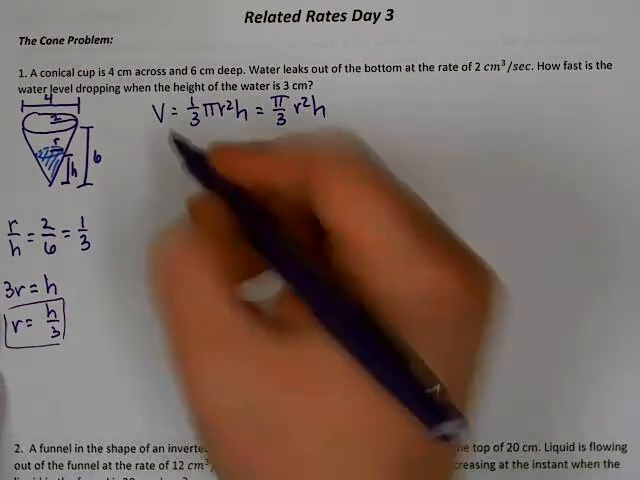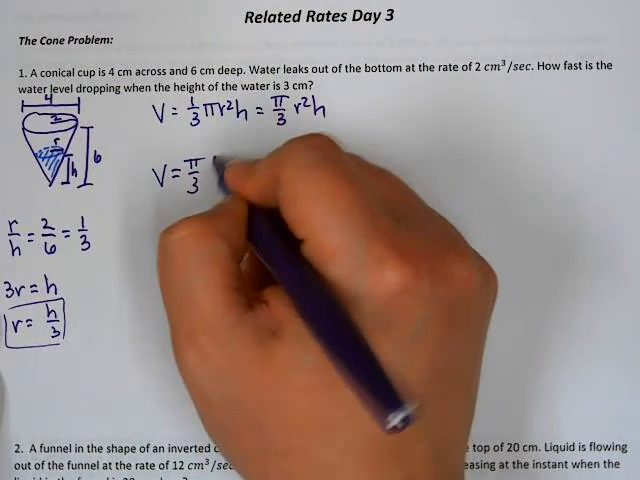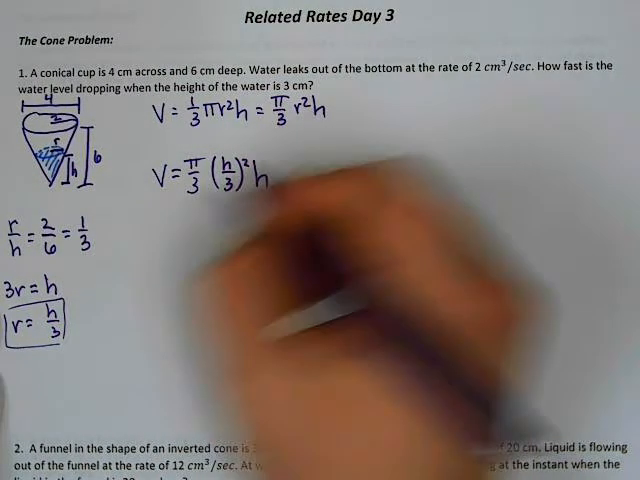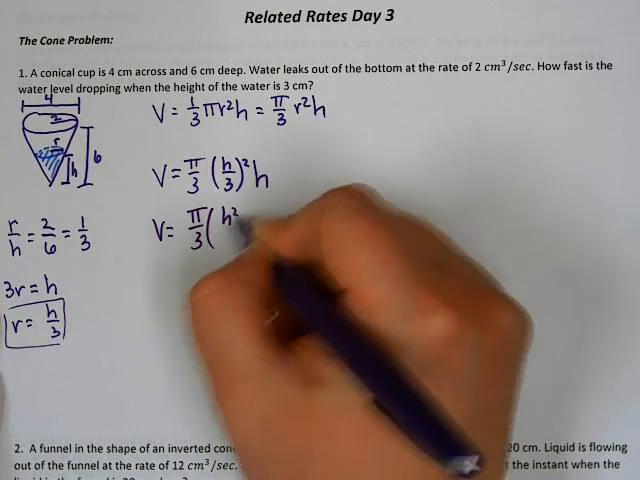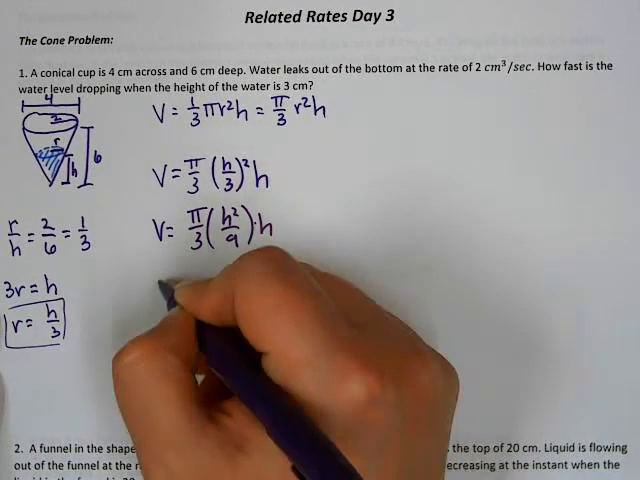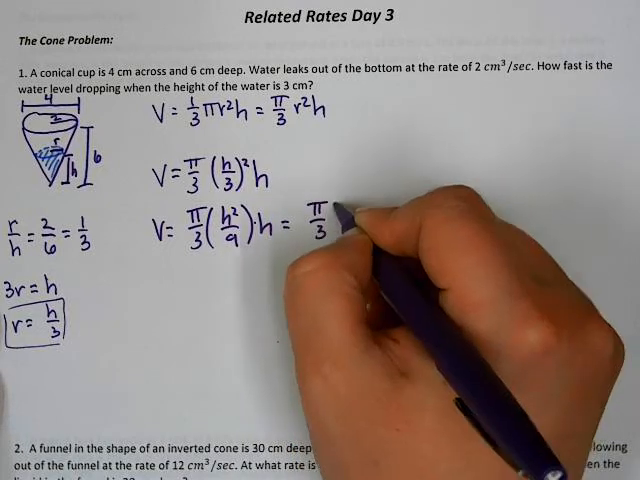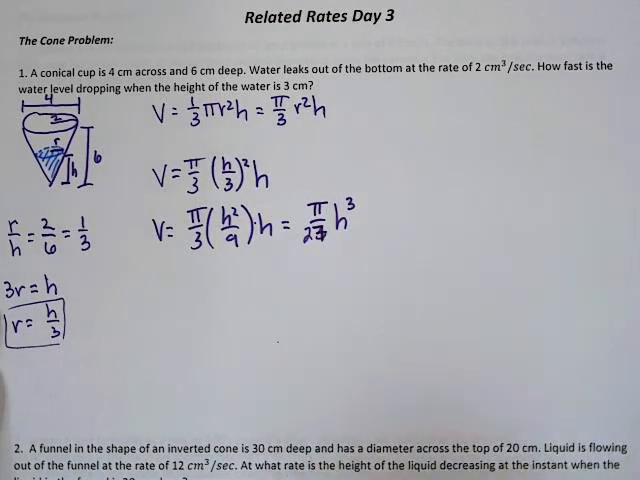And I'm going to use that in my volume formula. So the volume is pi over 3 times H over 3 squared times H. And now we just need to simplify. So we have pi over 3, H squared over 9 times H, and we can simplify that down then to pi over 27 H cubed. I forgot to multiply the 3 times 9. My bad. Okay, now it's the exact same as the related rates problems we did before.